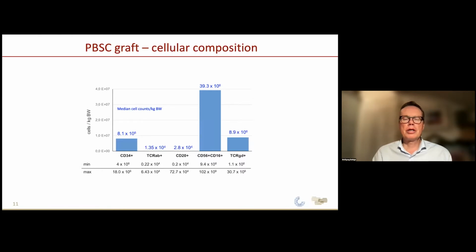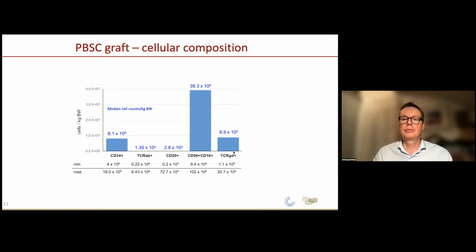This was the graft composition in this study. You see, we could ensure engraftment with a dose down to 4 times 10 to the 6 CD34 positive cells. In a median, 8 times 10 to the 6 CD34 positive cells have been transfused. We could stay with the target to have less than 10,000 alpha-beta positive T cells in the graft, but we have a large amount of gamma delta positive T cells, and in particular NK cells in the graft, which was our aim to benefit from the immune reconstitution and the graft versus tumor capacity of these 2 graft components.